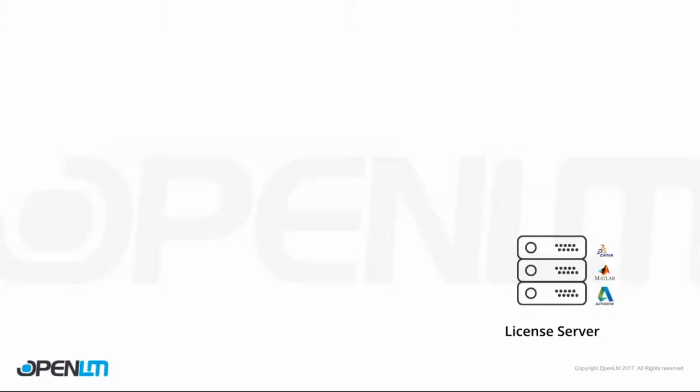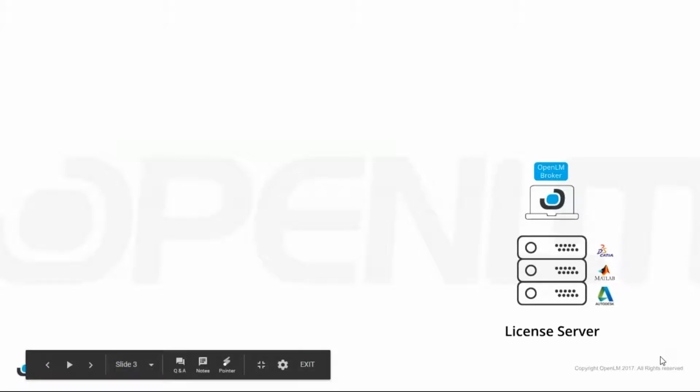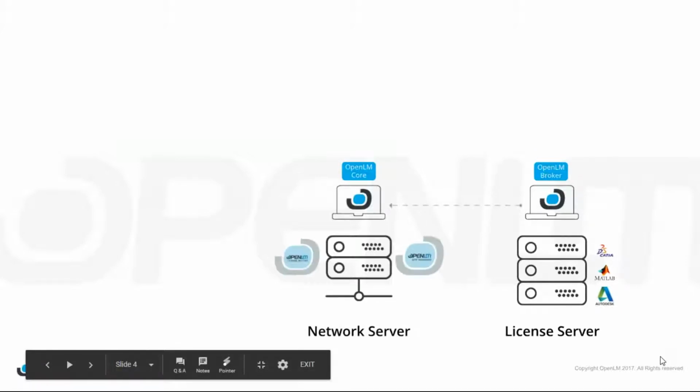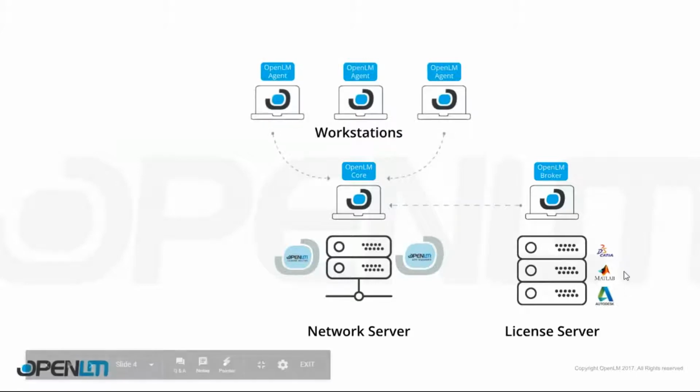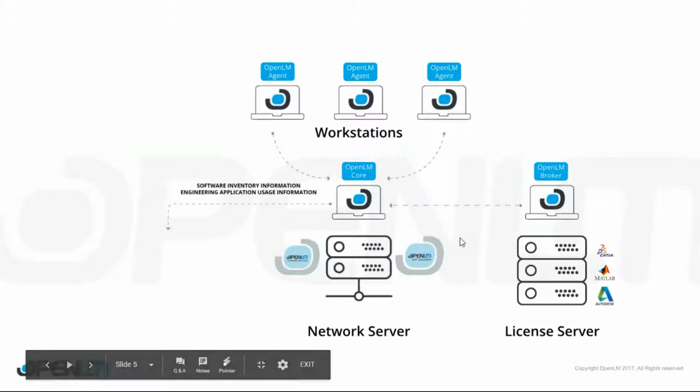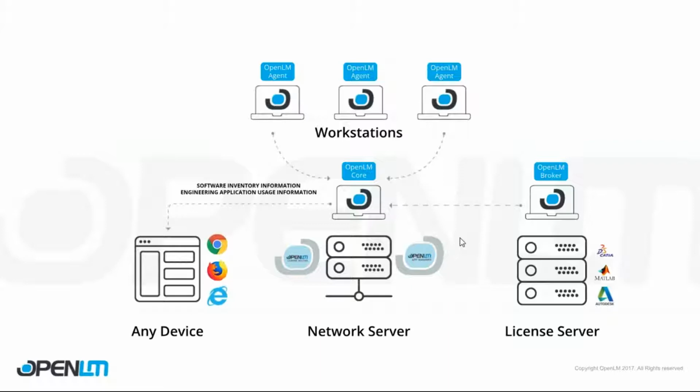So you probably have your license server, which has a few vendors on it, like MATLAB, Autodesk, CATIA. On it, you simply need to install the broker, connect it to the OpenLM core, which sits on any network server. On the workstations, you'll need the OpenLM Agent. And if you want to view the usage information, you just use any device, using any browser, and just access the OpenLM core.